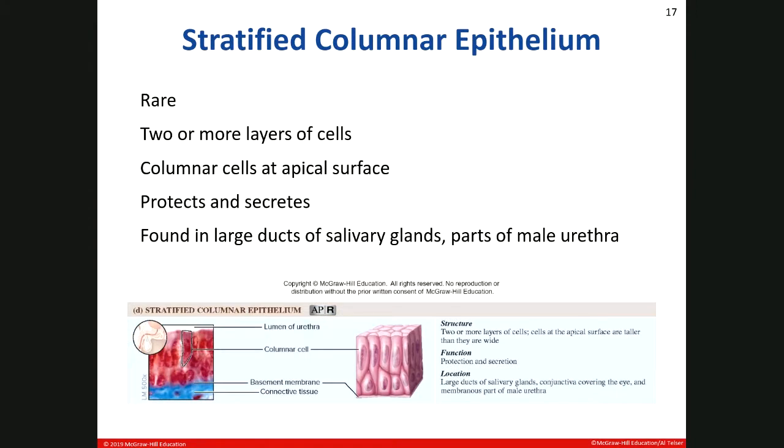All right. Stratified columnar epithelium, a rare type of epithelium. Again, two or more layers. These cells will appear to be columnar at the apical surface. They operate for protection and secretion. So again, think of this type of epithelium having to do with glands, for example the salivary glands, the larger portion or duct part of that. You'll find that also in the male urethra.